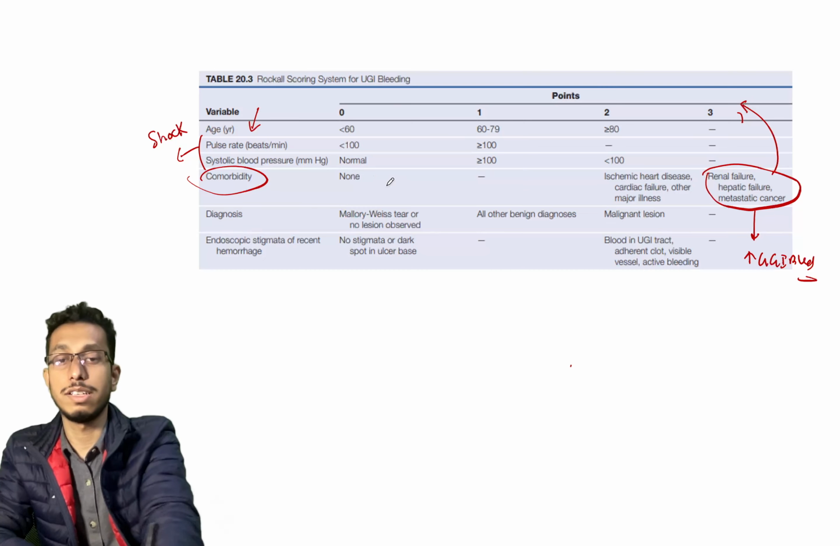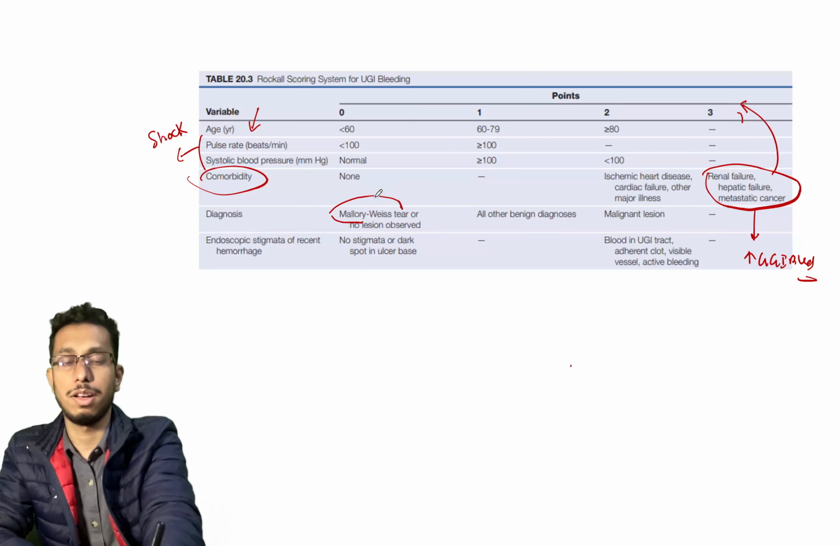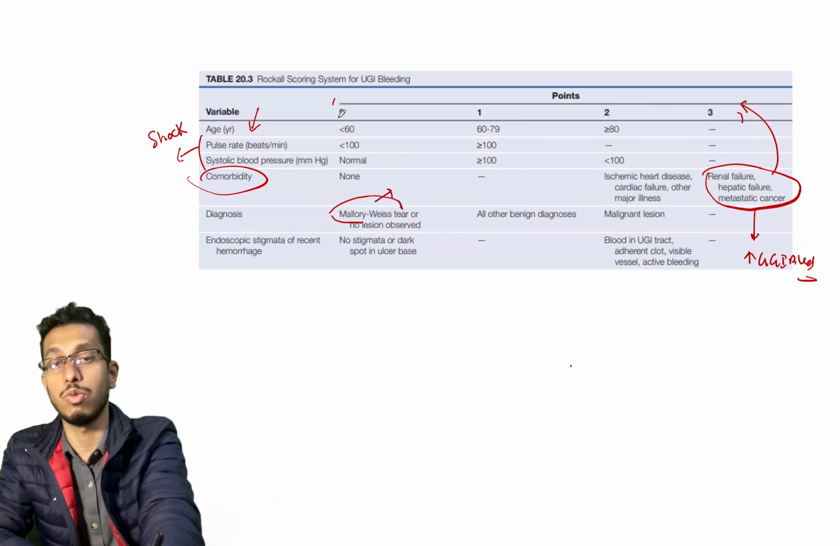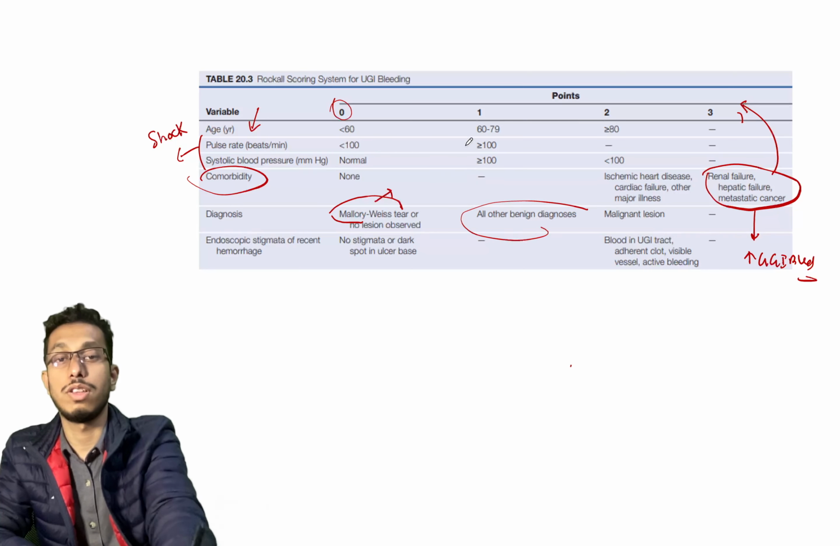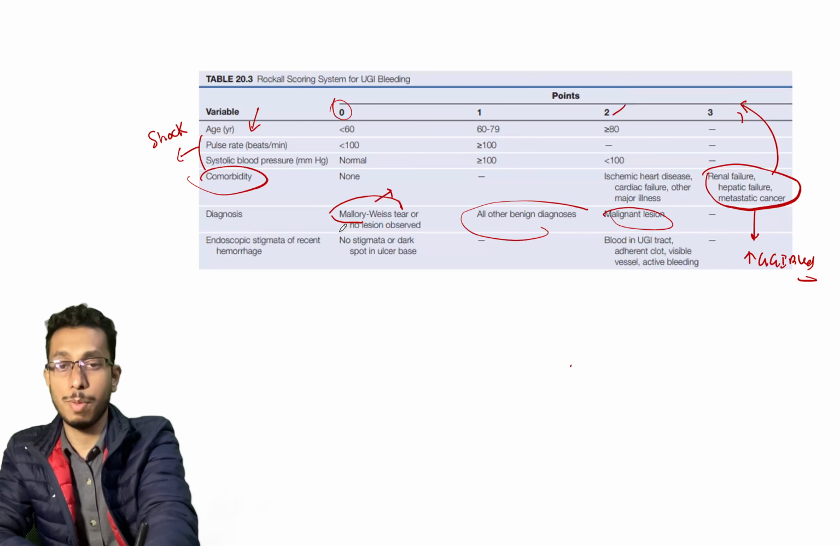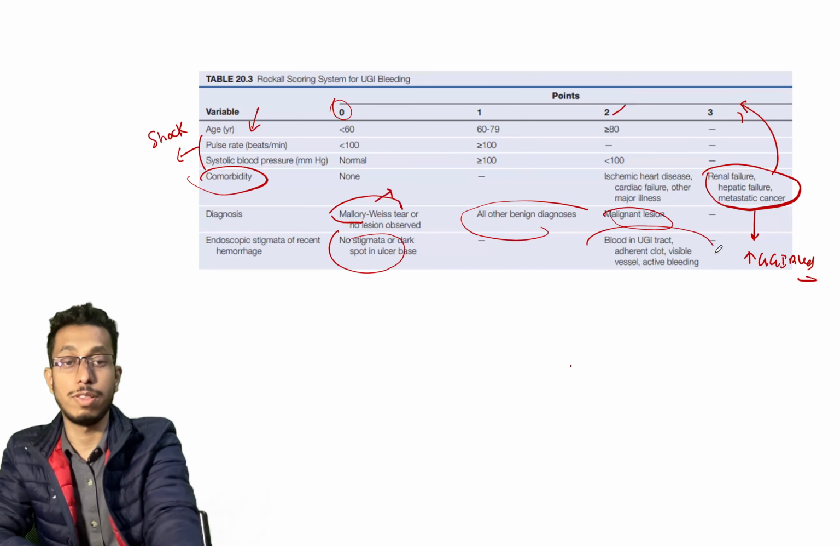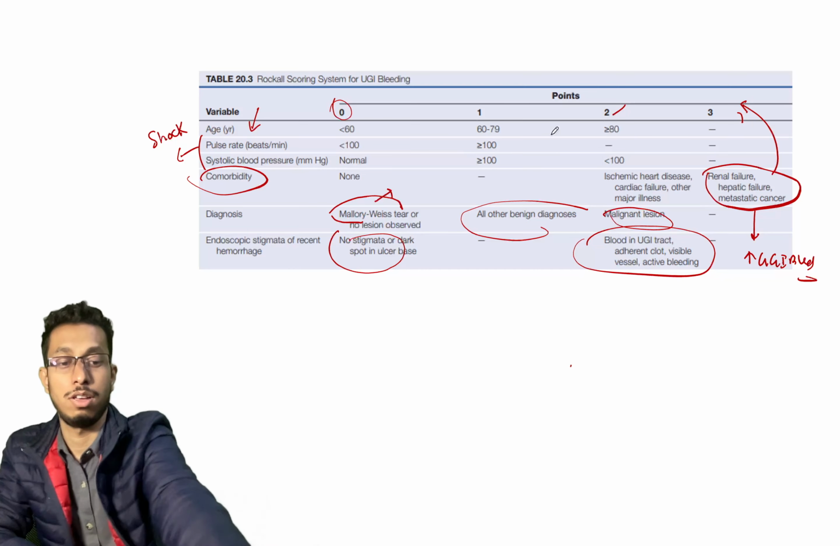And what is the diagnosis? As said earlier, Mallory-Weiss tear has the best prognosis as it is only a mucosal tear. So a score of 0 is given in Mallory-Weiss tear. All benign lesions score 1 and malignant lesions score 2. And based on endoscopic findings, a score of 0 or 2 is given. All right.